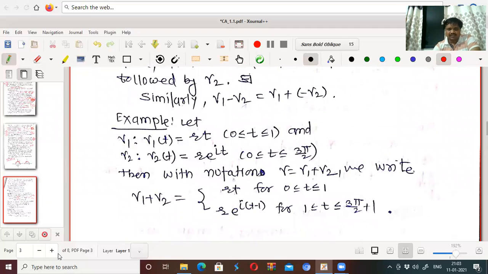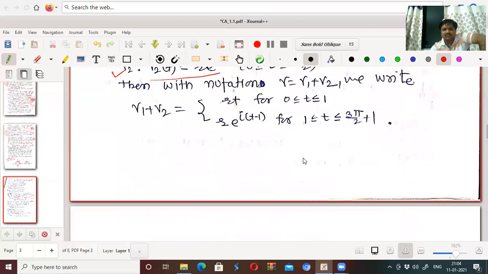Now, for example, if we had these two curves, gamma 1 and gamma 2, where gamma 1 at t is equal to rt for t belongs to 0 to 1, and gamma 2 is represented by gamma 2 of t is equal to r into e to the power it, where 0 less than or equal to t less than or equal to 3 pi by 2. Then how to add the two curves?